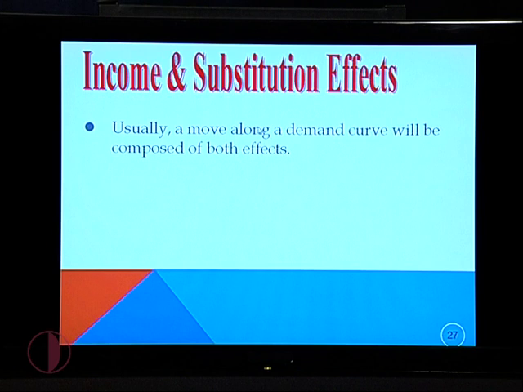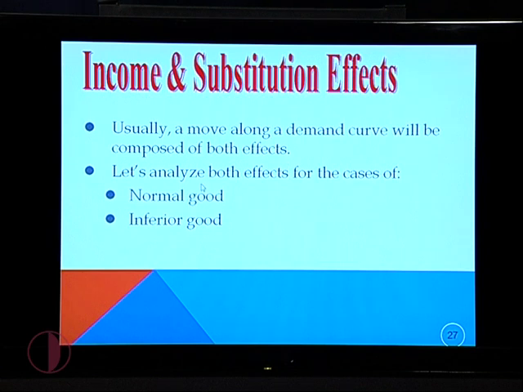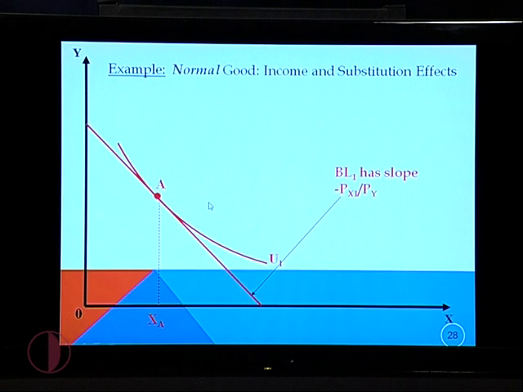Usually, a move along the demand curve will be composed of both effects. Let's analyze both effects for normal and inferior goods. For normal goods, as you are observing, the budget constraint will be tangent to the utility curve.